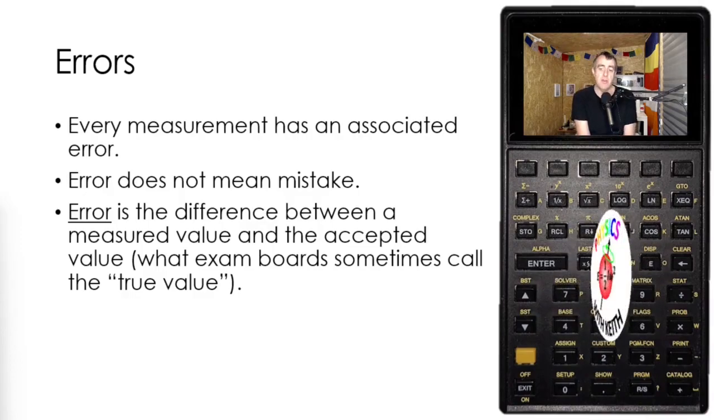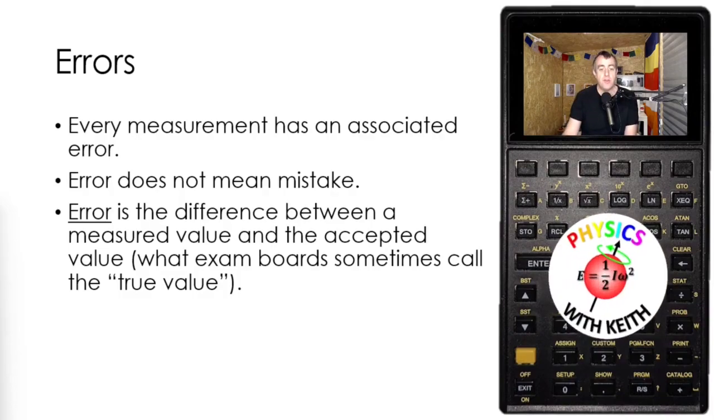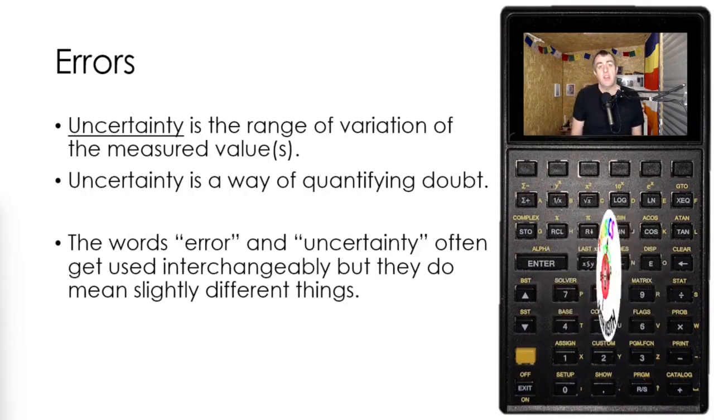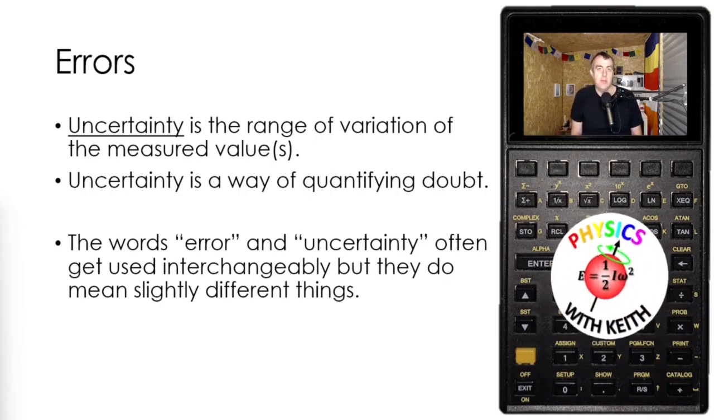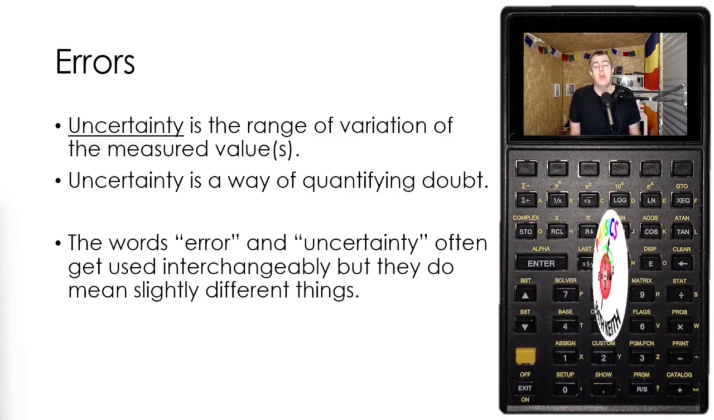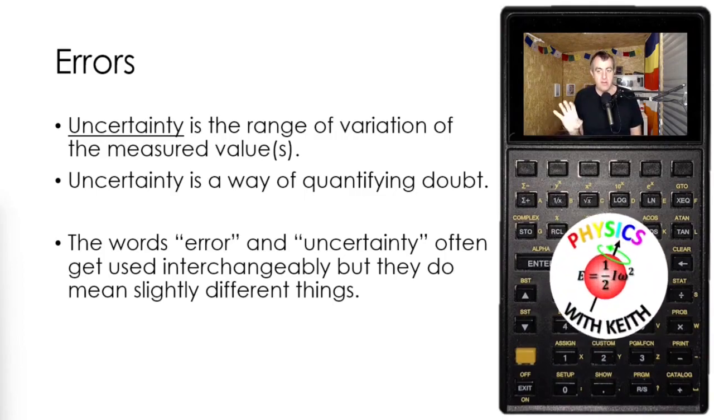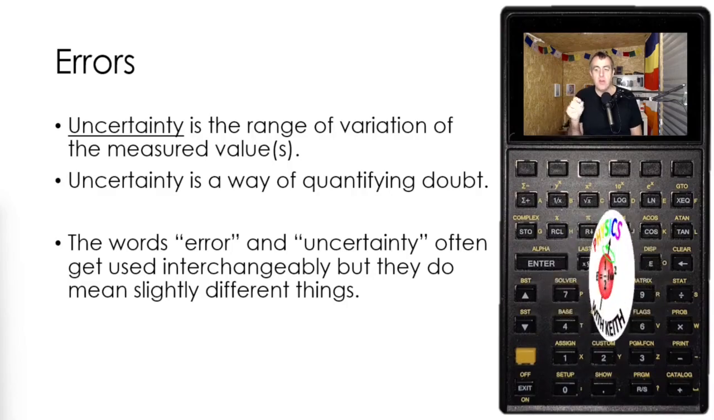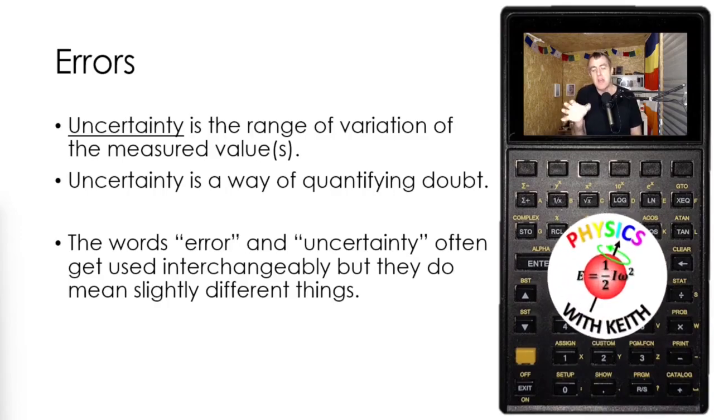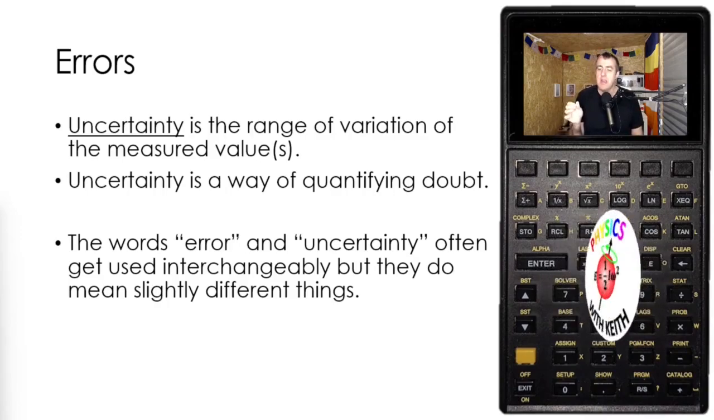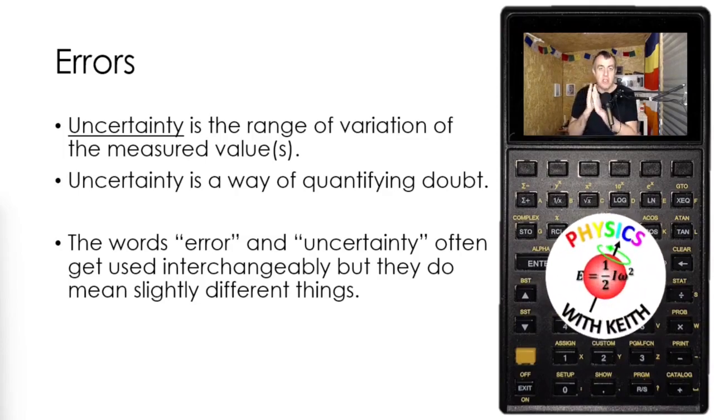And errors are inevitable. You're always going to get errors with measurements. You can quantify errors by giving uncertainties as a way of quantifying your doubt in a particular value. So uncertainties have numbers with them. I'll often use the term errors and uncertainties interchangeably. They are actually slightly different in meaning. It doesn't really matter. Uncertainty gives you a range. That's what the numbers are.